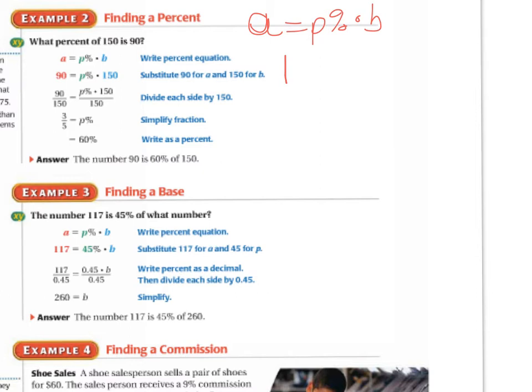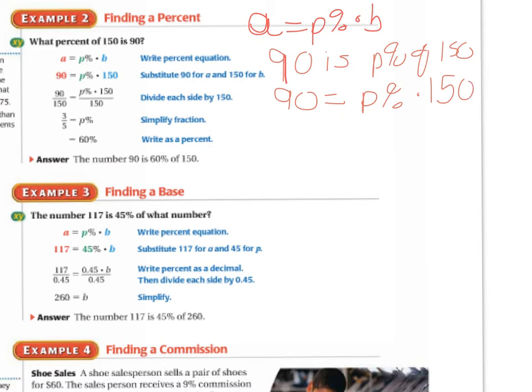So it's saying 90 is what percent of 150. So you would change it to 90 equals P percent times 150. And then, in order to get the P percent alone, you would divide by 150. You would get 90 over 150 equals P percent.